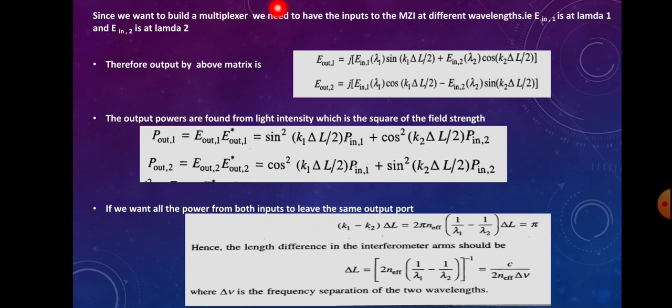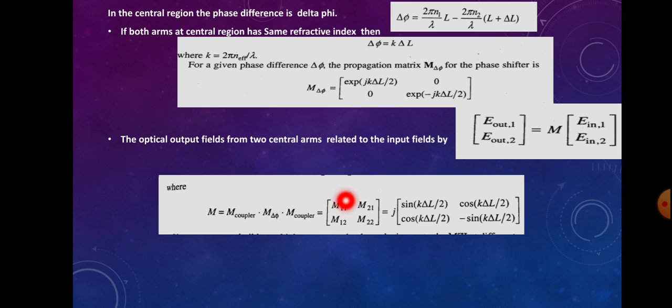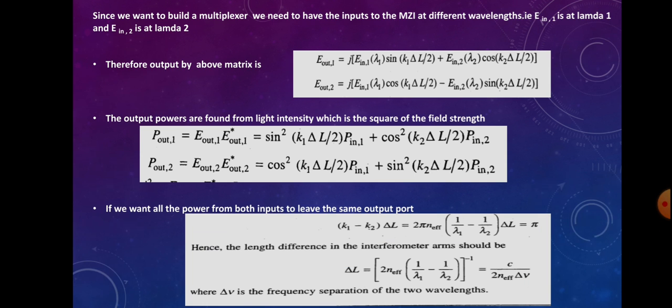Since we want to build a multiplexer, E in 1 is at lambda 1 and E in 2 is at lambda 2. Therefore, the output from the previous case is obtained by multiplying the matrix M with the inputs. E out 1 will be equal to J into E in 1 at wavelength lambda 1 times sin K1 delta L by 2, plus E in 2 at lambda 2 times cos K2 delta L by 2. Similarly, E out 2 will be equal to J into E in 1 of lambda 1 cos K1 delta L by 2 minus E in 2 of lambda 2 sin K2 delta L by 2.